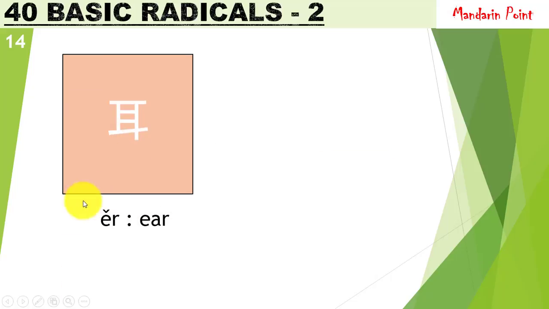The next radical is qi, meaning air, and I think it is very simple as well, just a box and two horizontal lines. But this one is not composed of two characters, it is directly composed of basic strokes. It will represent those activities or those names or those terms or those actions which are somehow related to air.